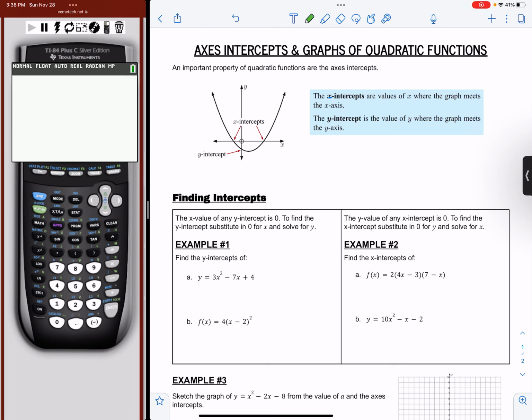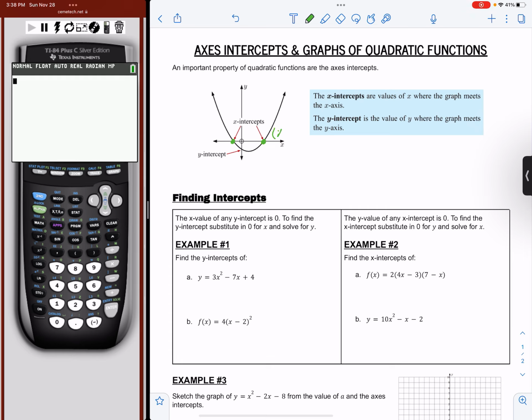Hi, today we're going to talk about axis intercepts and graphs of quadratic functions. An important property of quadratic functions are the axis intercepts, and there are two types of axis intercepts that you can have. You can have an x-intercept, which is where the graph crosses the x-axis, located by the green points here on the graph that I'm drawing.